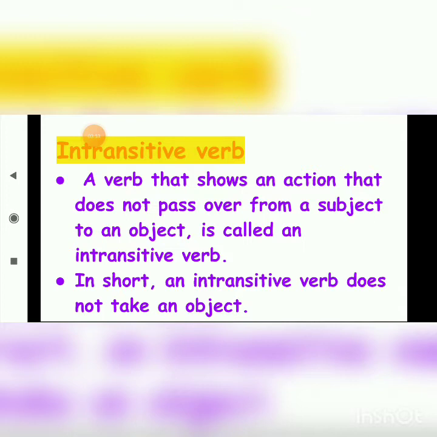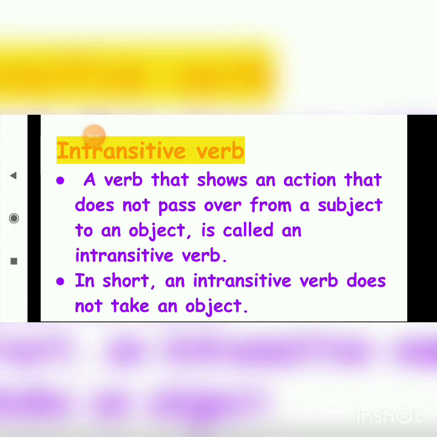So what is intransitive? It has only a subject and does not have any object. That is called an intransitive verb. In short, an intransitive verb does not take an object. So a verb that does not require an object to complete its meaning but makes sense by itself is called an intransitive verb. I hope, students, this much at least must be clear to everyone.